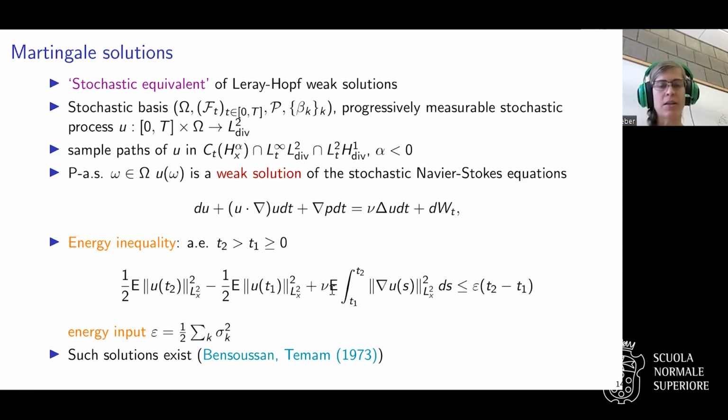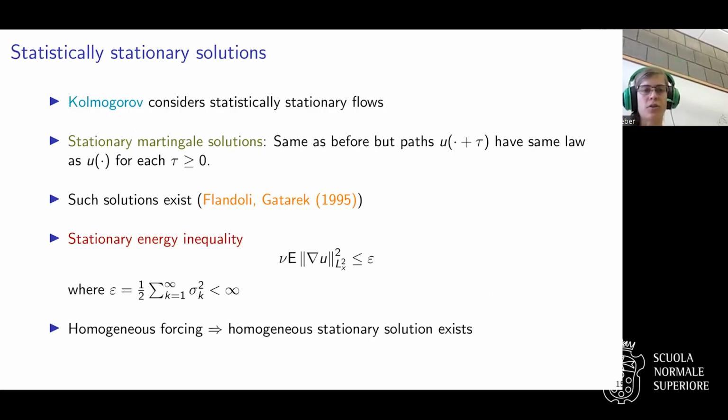And what you have in addition is an energy inequality, some average energy inequality. So for almost every times T2 larger than T1, the difference of the expectation of the L2 norm of U at time T2 minus the L2 norm at time T1, plus the expectation of what you get from the dissipation, is bounded by what you get from the forcing using Ito's formula. So epsilon times the difference of times, where epsilon was the energy input. And Bensoussan and Temam have shown that such solutions exist. What is more, there are also statistically stationary solutions.